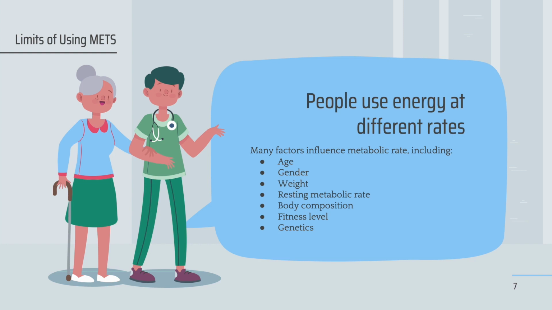Some of the factors that can influence your metabolic rate include your age, your gender, your weight, and what your resting metabolic rate is. So what is your true MET at the value of 1? Is it really 3.5? It could be different, slightly at least. Other considerations include body composition, fitness level, and finally genetics.